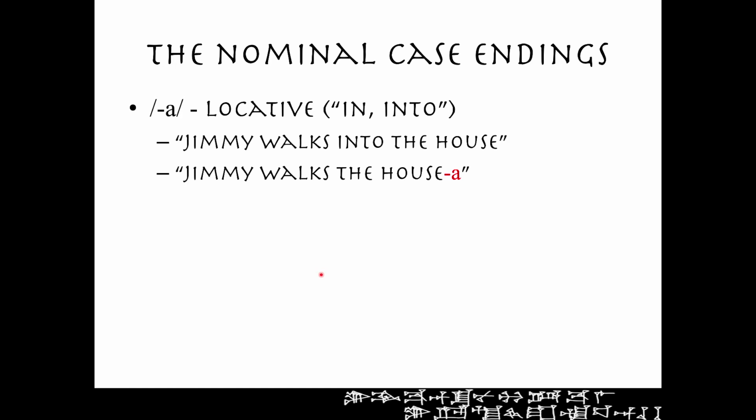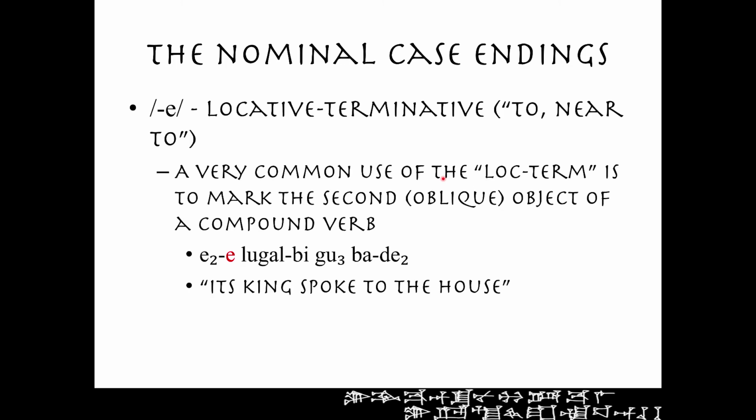-A marks the locative, which is in or into. So, Jimmy walks into the house, they would write, Jimmy walks the house-a. Jimmy walks into the house. Unfortunately, -e can also mark what's called the locative terminative, or you'll hear me refer to it as the loc-term. This means to or near to, and a good way to think about it is coming up to something but not going into it, being up against it, for example.